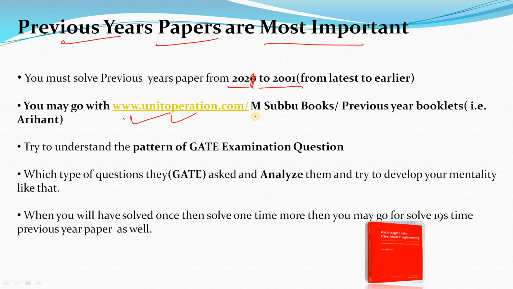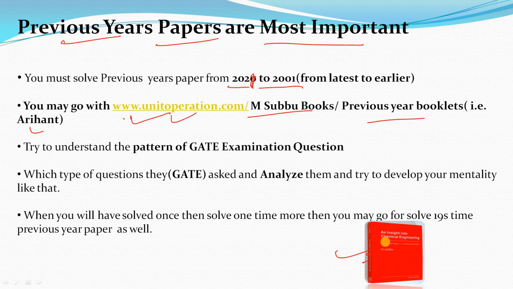The second thing is you can buy the M. Subbu books, which is this one that you can see here. This book is also a good one. You can buy this book, otherwise you can buy the previous year booklets from any institute, or from Arihant. You will see some errors here, but I think this book is a good one with minimal errors. If I talk about M. Subbu, if you have to practice more and more questions, then you should definitely buy the M. Subbu book. Otherwise you can just go with the previous year booklets as well. That will also be more than enough.